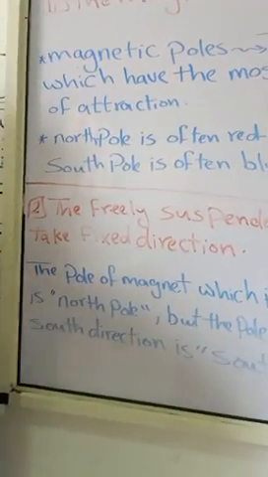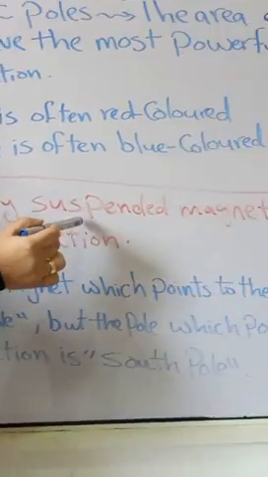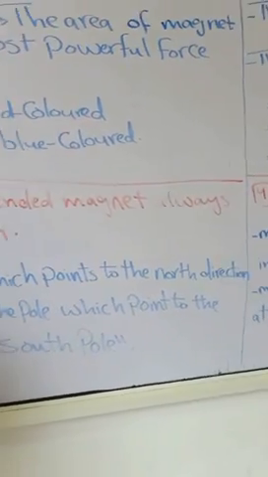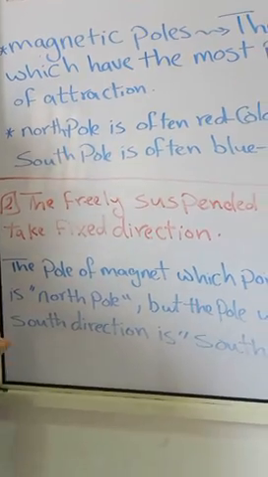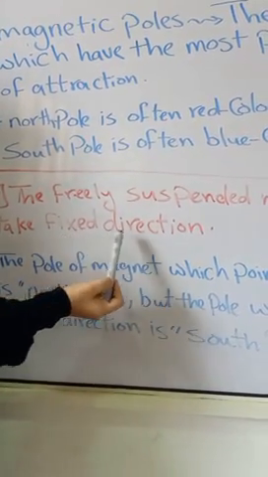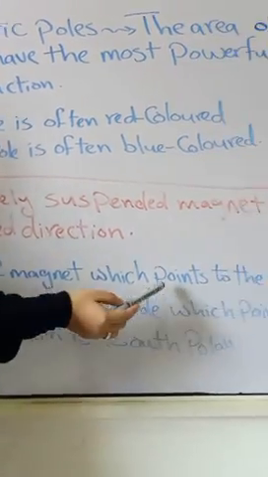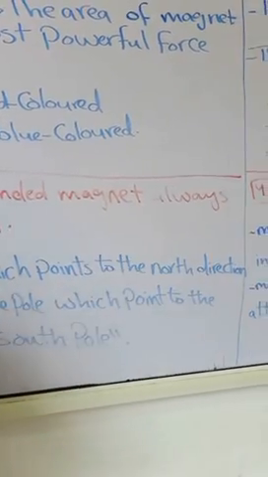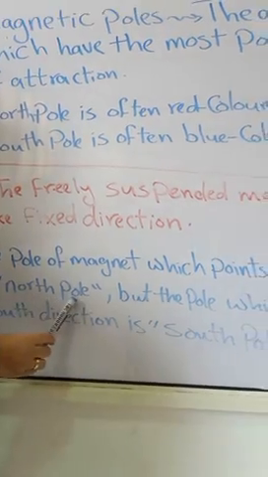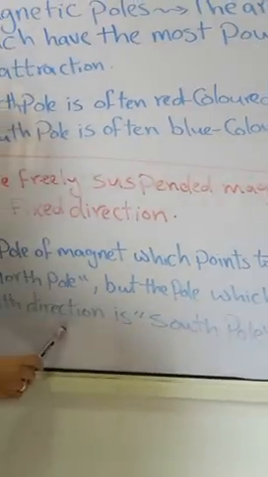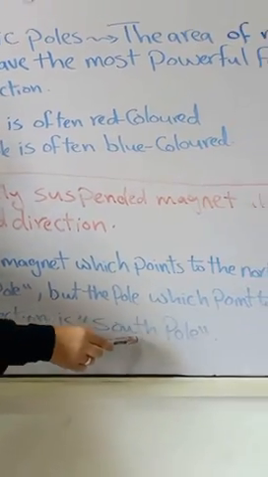Property number 2 is that if we suspend or hold a magnet freely, the two ends of the magnet always take a fixed direction, where the pole of the magnet which points to the north direction is called the north pole, but the pole which points to the south direction is called the south pole.